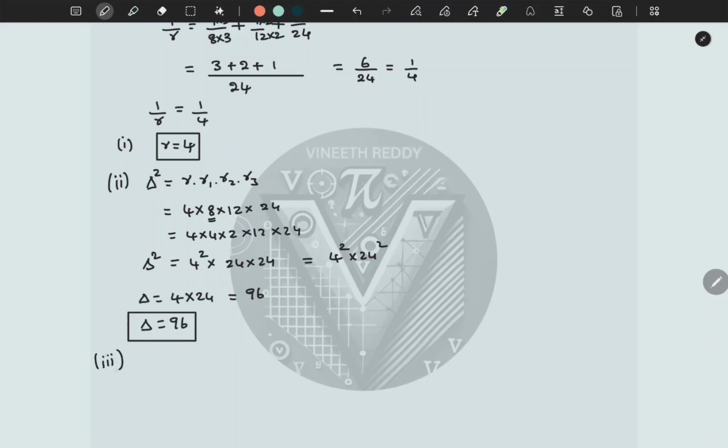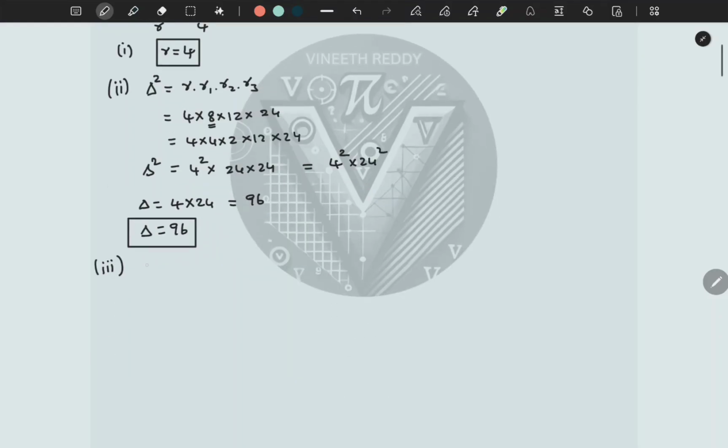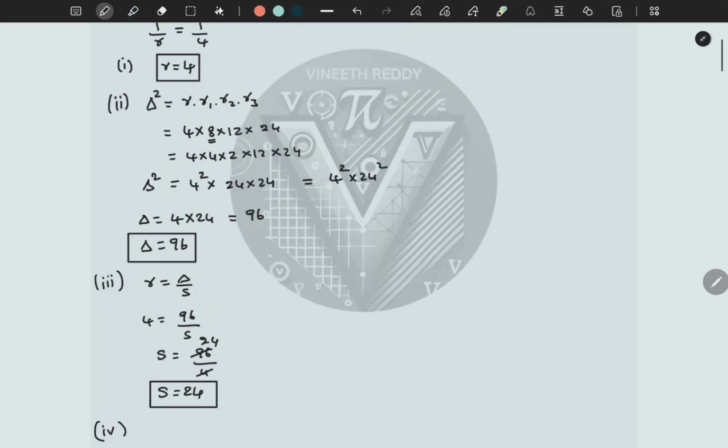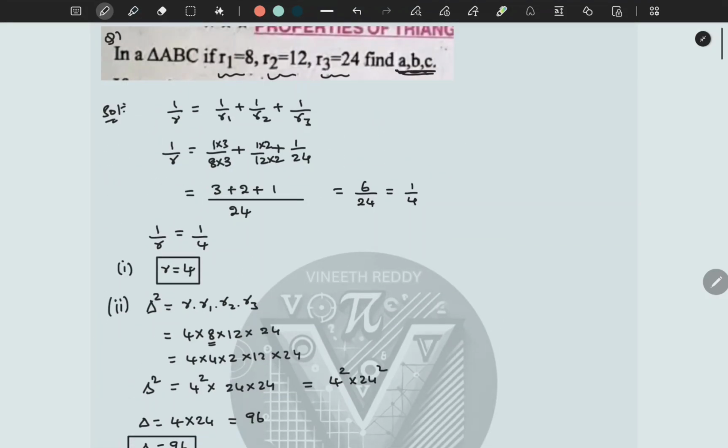Now the third step is we will be using this formula, that is R is equal to delta by S. So what is R? R is 4 and delta is 96 divided by S. So S should be 96 divided by 4. So this should be 24. So S is equal to 24, right? Now 75% of the question is done. The next step is we want to find a, b, c, right?